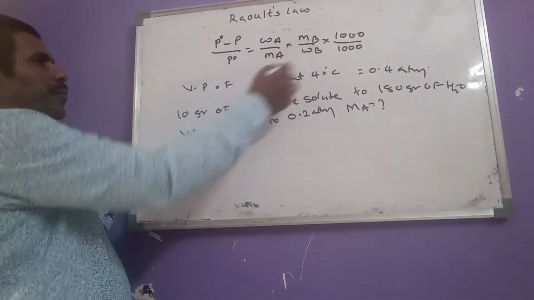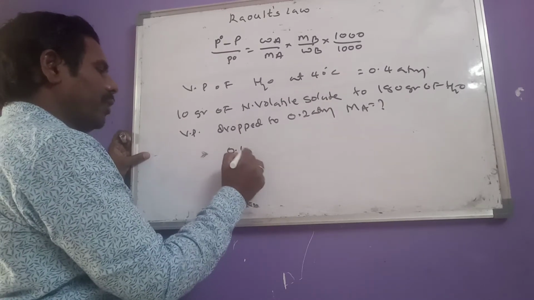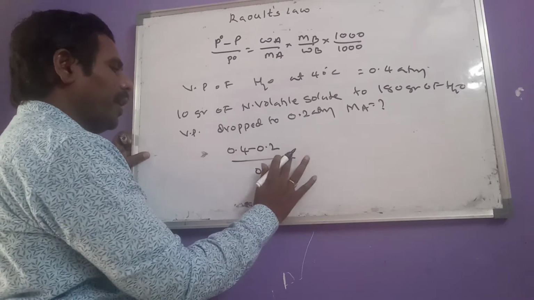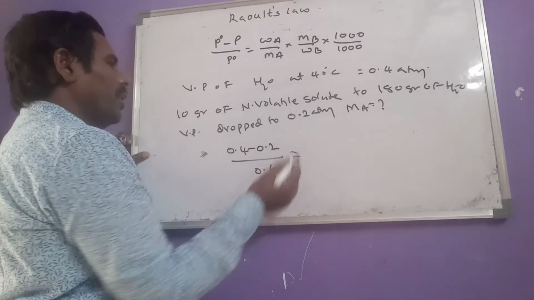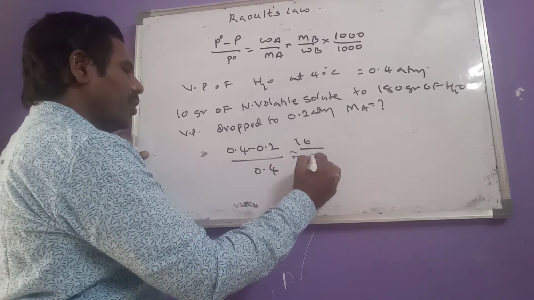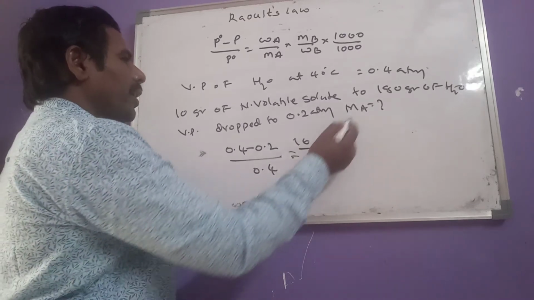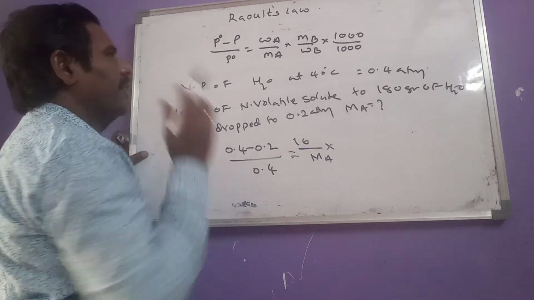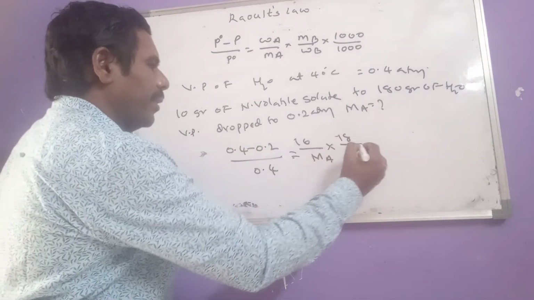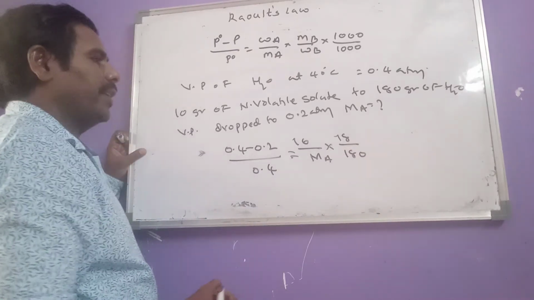So by substituting in this expression, P naught value 0.4 minus 0.2 by 0.4 equals to WA, means 10 gram of non-volatile solute. So 10 by molecular weight of solute into, here we know that molecular weight of water is nothing but 18, by weight of water, means 180 grams.